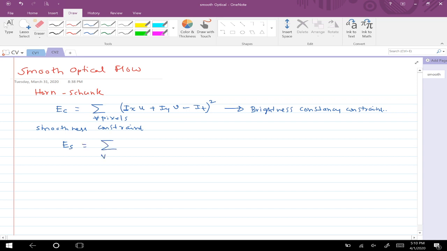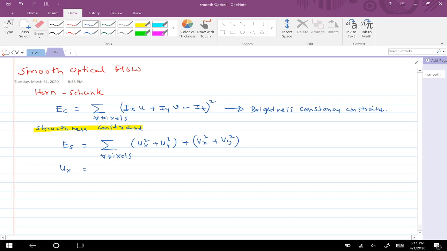You again go through all pixels, and what you are going to minimize here is ux squared plus uy squared plus vx squared plus vy squared. This is the smoothness constraint that has been posed here. Take a closer look at this. What it essentially means is, what is ux? Before that, let's make sure you have got what each of those variables means correctly.